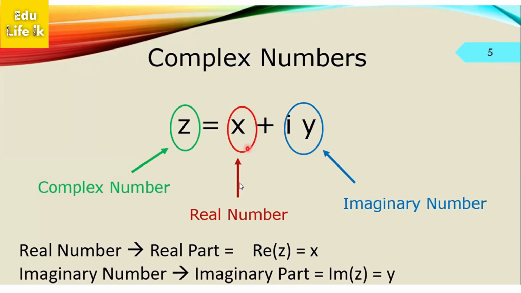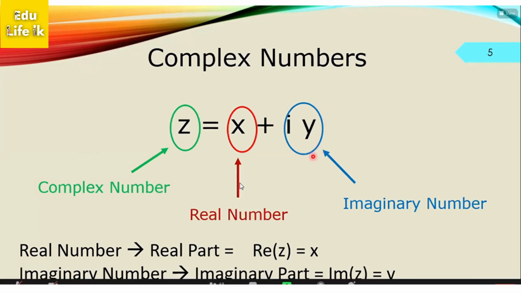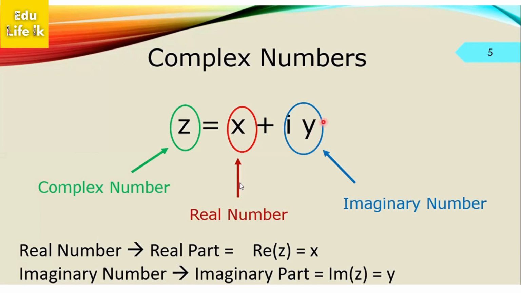The real part is X. Imaginary part, now remember that, listen carefully. The imaginary number is I times Y. The imaginary part is Y. Only Y.